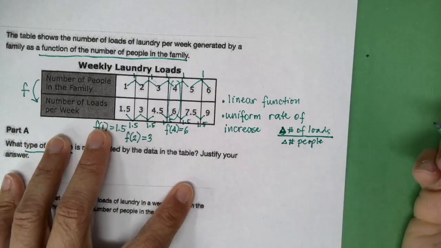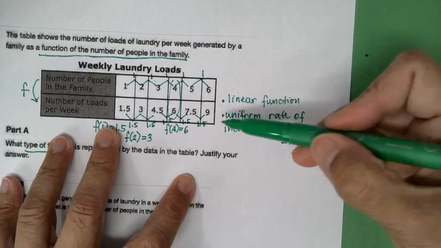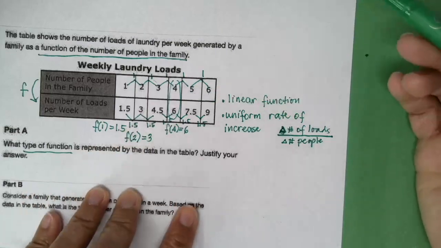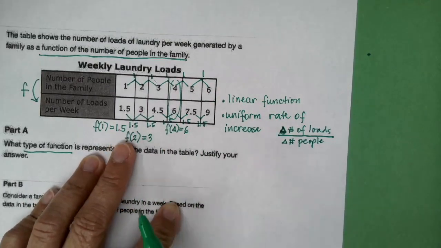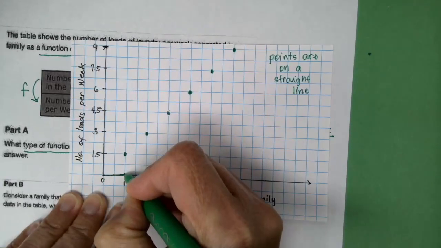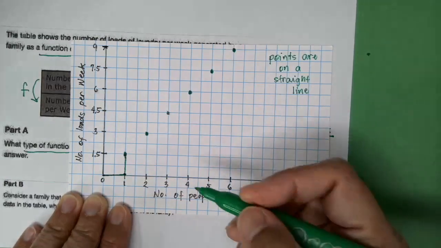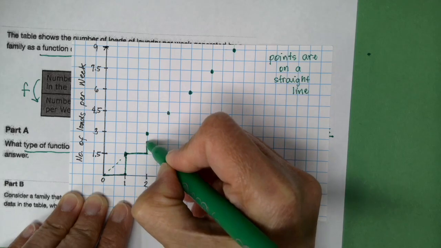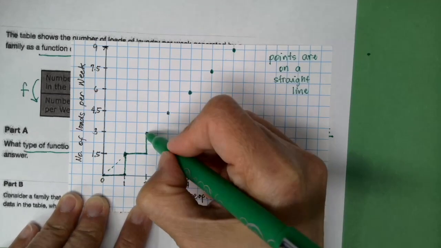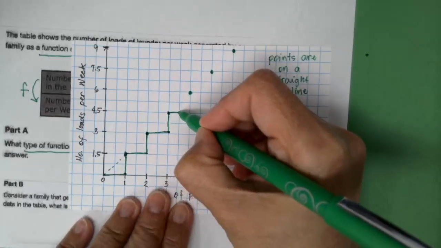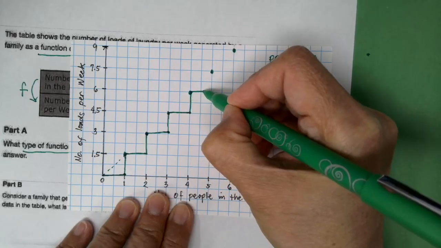All right, so this is the rate: the change or increase in load over the change or increase in the number of people, and it's uniform all throughout. You can also see that in the graph. If you increase 1 person, there is an increase of 1.5 in the load. We increase 1 person in the family, there is an increase of 1.5 in the load, and so on and so forth.